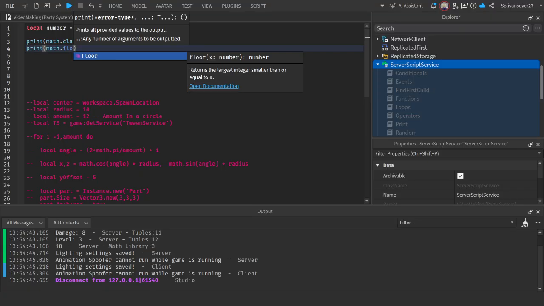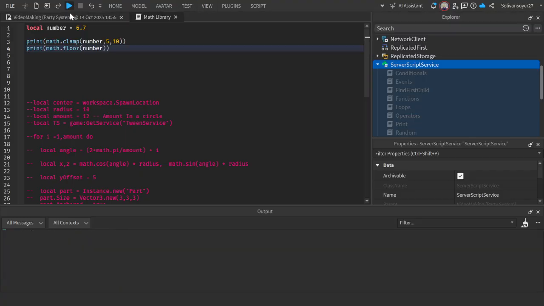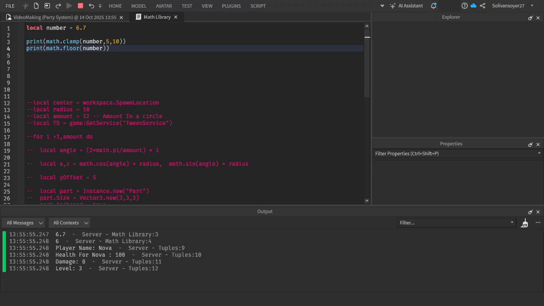So I'll show you right now what I mean. So this is going to return the largest integer smaller than or equal to our x, which is our number that we're going to pass in. So I'm going to pass in number, and to be honest, reading these sometimes might confuse you. If you really just print them out and look in the output, they're going to make a lot more sense. So look at that.